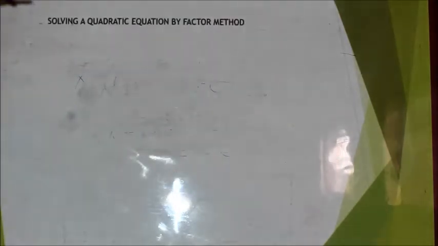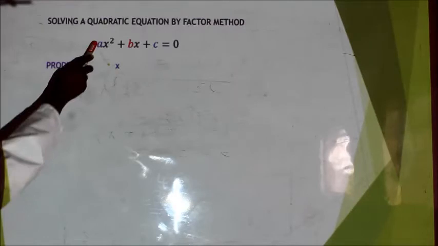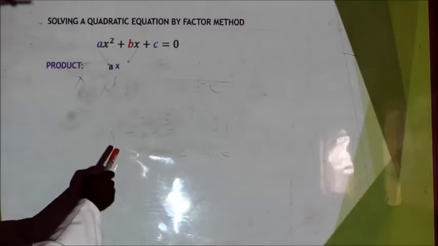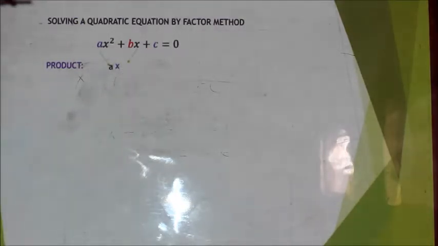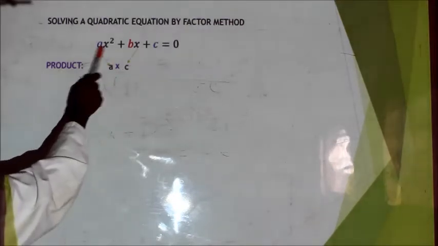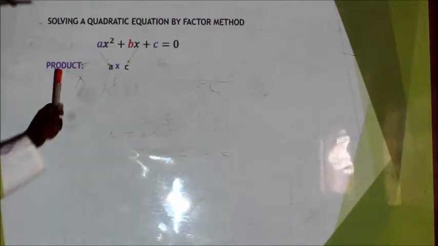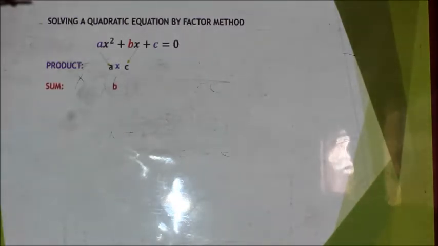So straight, we want to look at an example. If you have a quadratic equation of the form ax squared plus bx plus c, then the first thing you need to do if you are solving by factor method is to find the product. The product is always given by the coefficient of x squared, which is a, multiplied by the value of c. A multiplied by c, the coefficient of the quadratic part multiplied by the constant part, gives you the product. And then you also need to get the sum. The sum is always the coefficient of b.